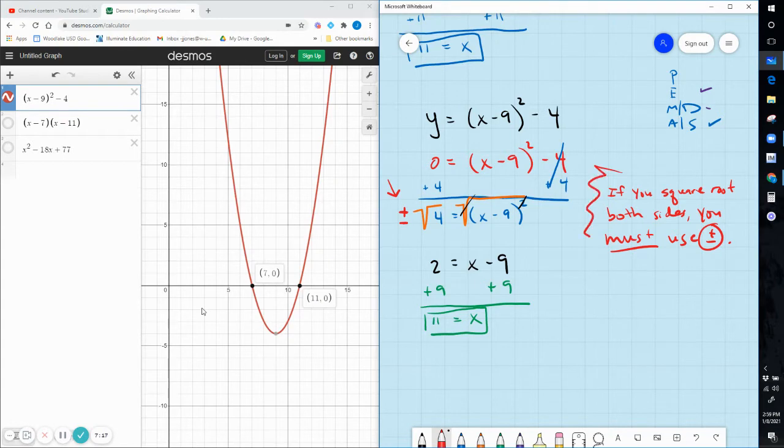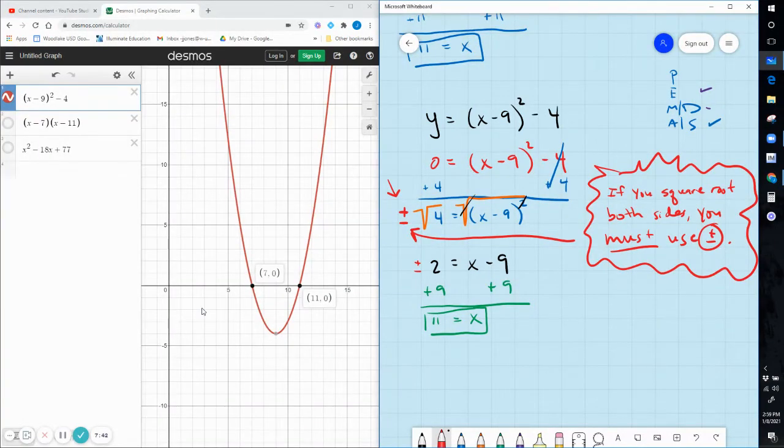And so in your notes you might want to give yourself one of these bad boys. This is what I usually do. But there's an example of it right there. Okay, so if you square root both sides, you must use plus or minus. So if we did do that, plus or minus the square root of 4 means plus or minus 2.